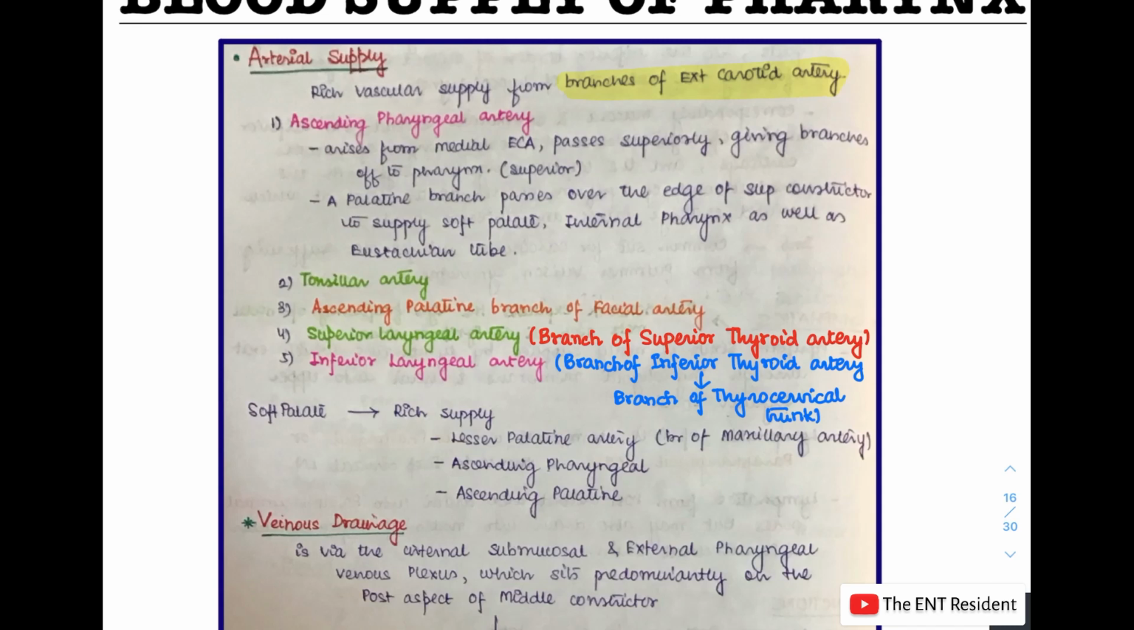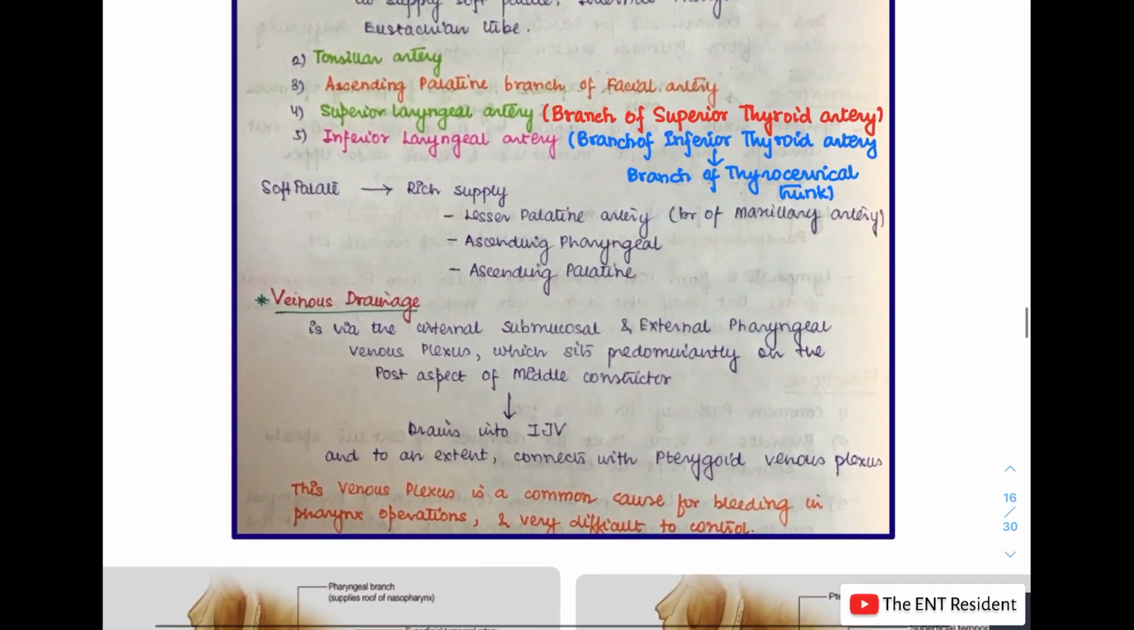And the last one is the inferior laryngeal artery. Now, inferior laryngeal artery is a branch of the inferior thyroid artery, which in itself is a branch of the thyrocervical trunk of the subclavian artery. So, these are the 5 arterial supplies of the pharynx. Next, we head over to the venous drainage.